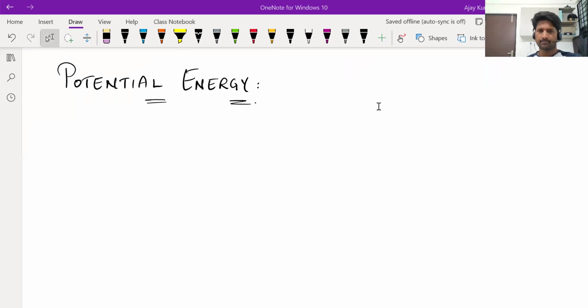So work done must not depend on the path followed. If it's a conservative force, work done by that force should not depend on the actual path followed by the object. It should only depend on the initial and final positions. That's the overall displacement. Such forces are called conservative forces. That is one definition. We discussed one more point also. The work done by conservative forces in round trips is always 0.